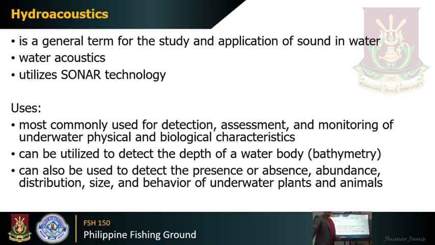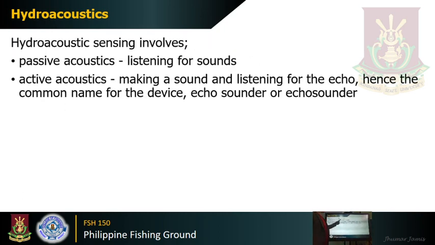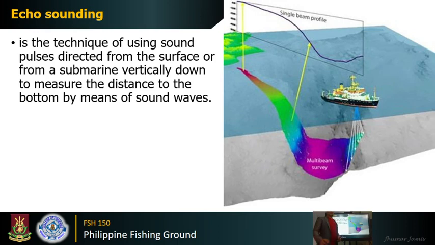And then, here we have hydroacoustic sensing, which involves passive acoustics, meaning to say listening for sounds. Active acoustics is making a sound and listening for the echo. Hence, the common name of the device is echo sounder, or echo sounder, one word or two words. So active acoustics is the echo sounder. Basically, making a sound and then listening to the echo of that sound is already active acoustics. So what's the typical principle of this hydroacoustic or echo sounding?